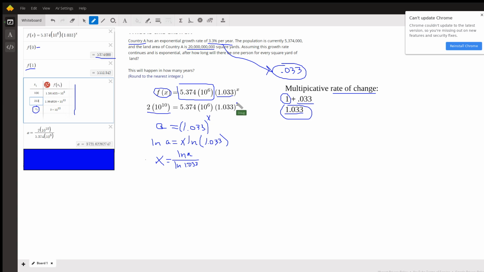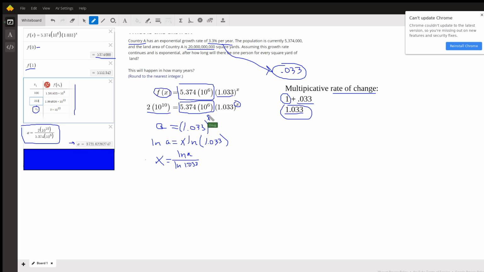We want to isolate this variable x. The easiest way to do that is to divide both sides by this initial value, which is what I represented right here. I just called it A for convenience. That looks like about 3,721.622. So here, that's what 1.033 to the x power is, this decimal value right here.